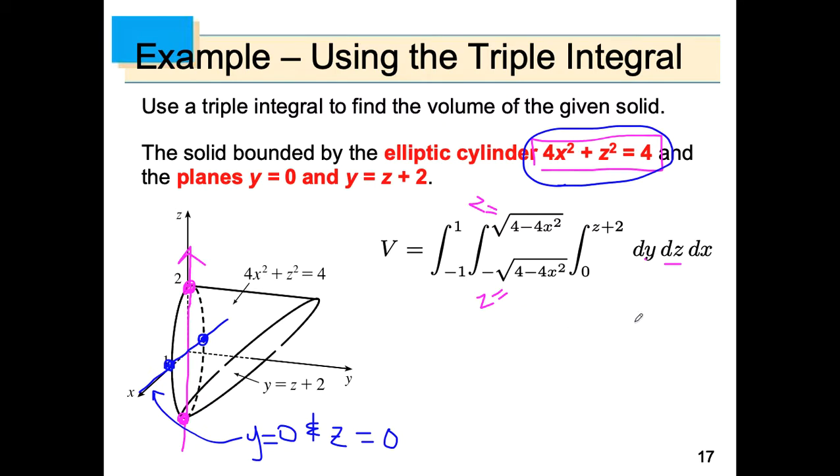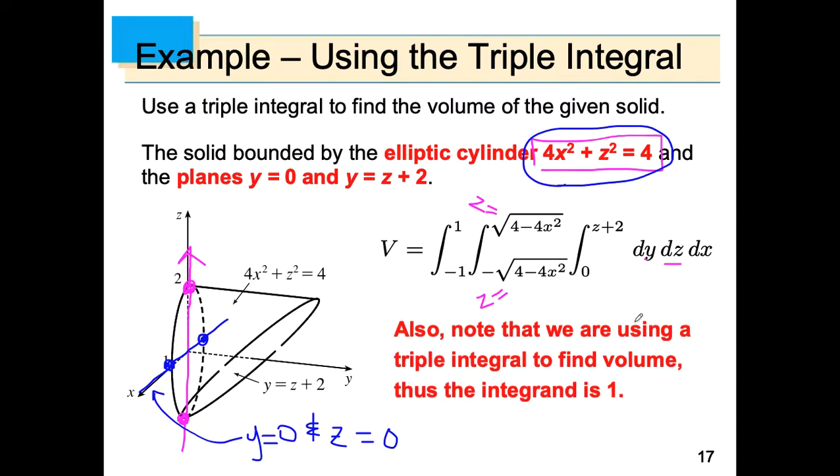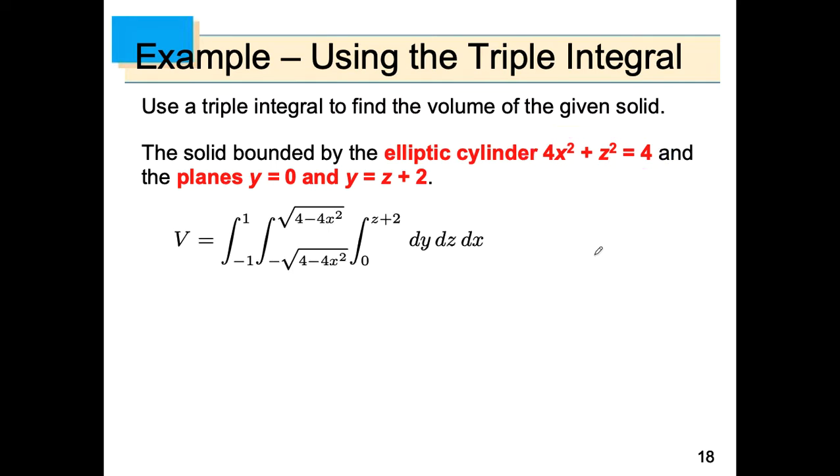Now, once again, this problem here requires some thought, requires some skill. Again, I'll repeat myself. Note that we were using a triple integral to find volume, so notice that the integrand is 1. The hard part is not the integrand being 1. The hard part is finding these limits. Now, integrating it is a breeze.